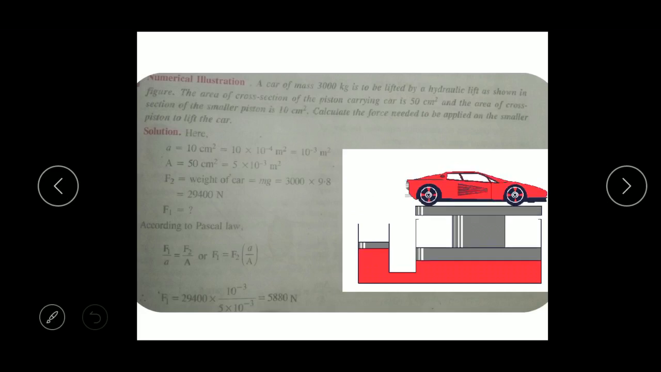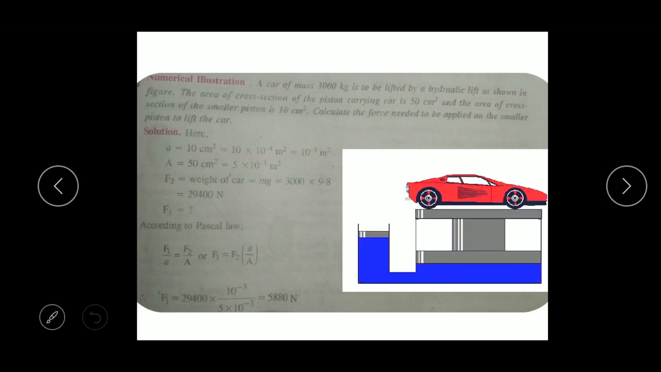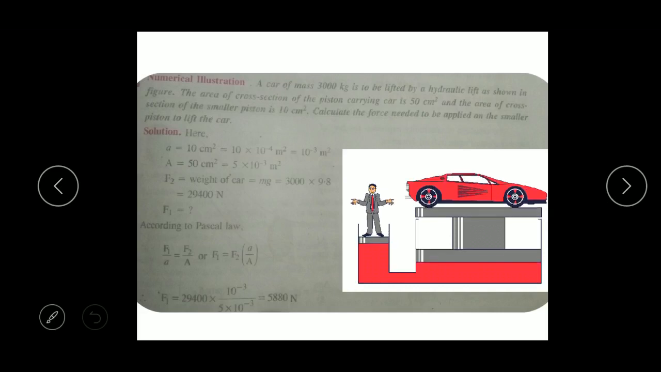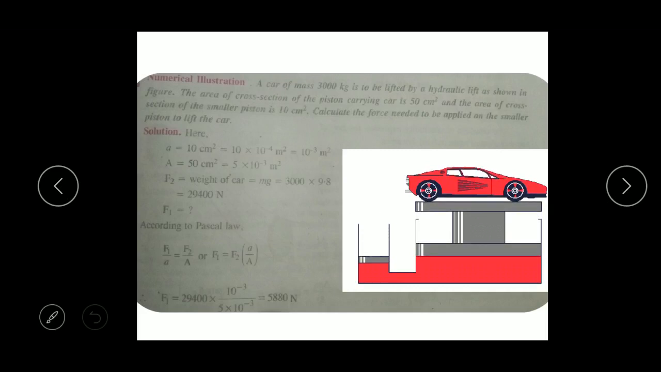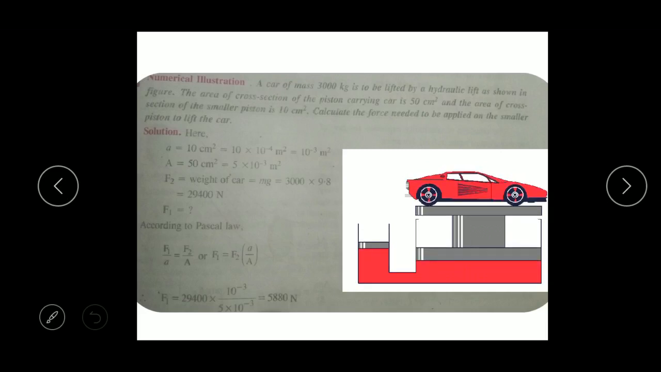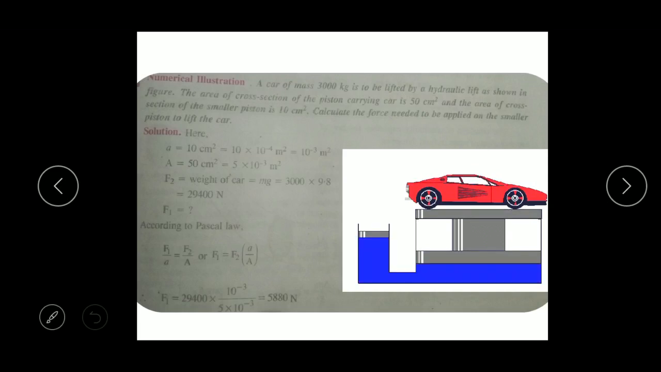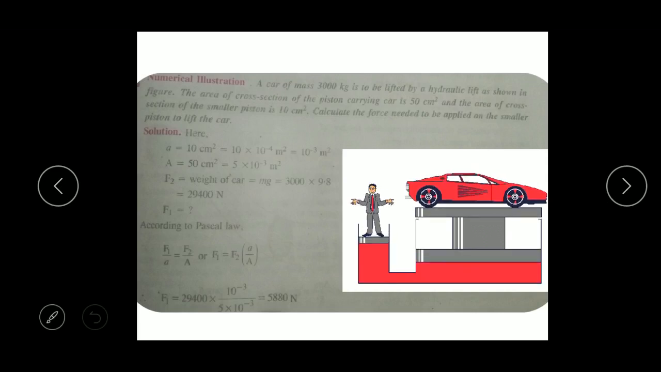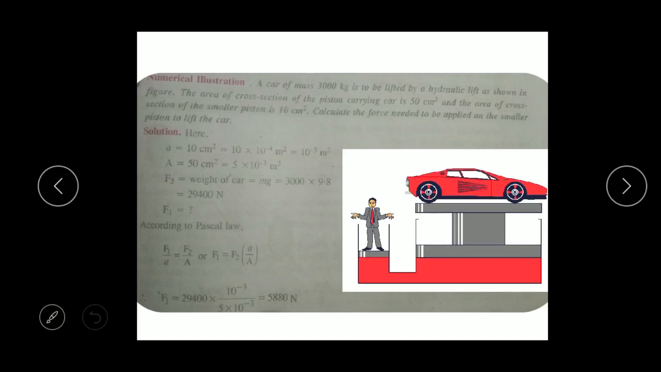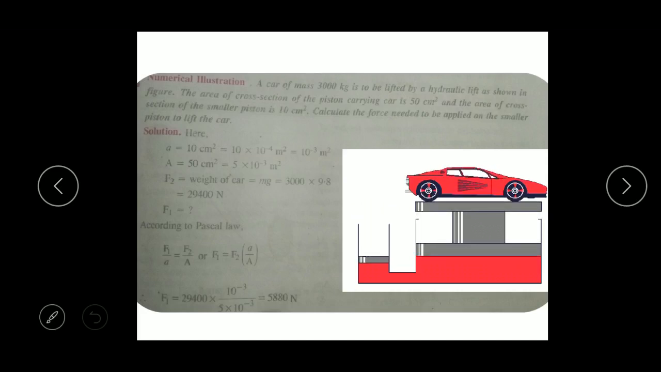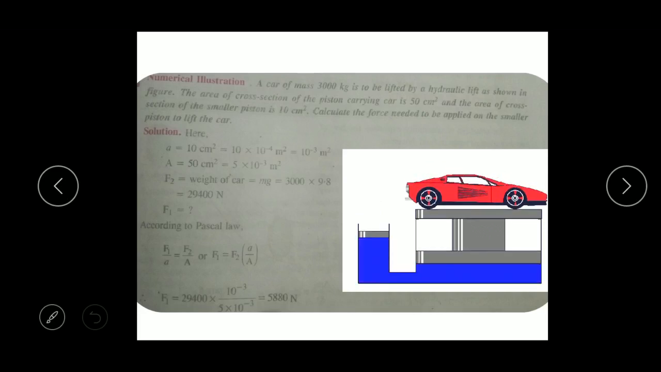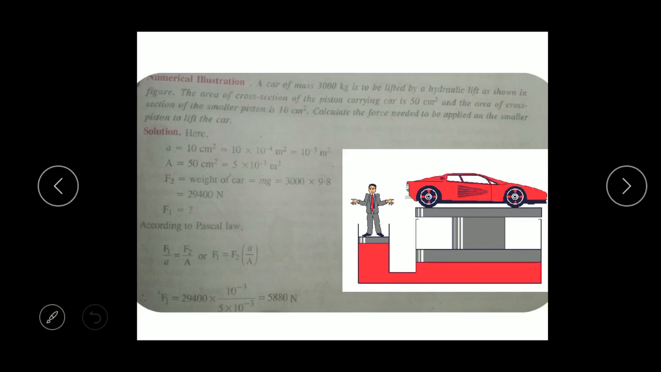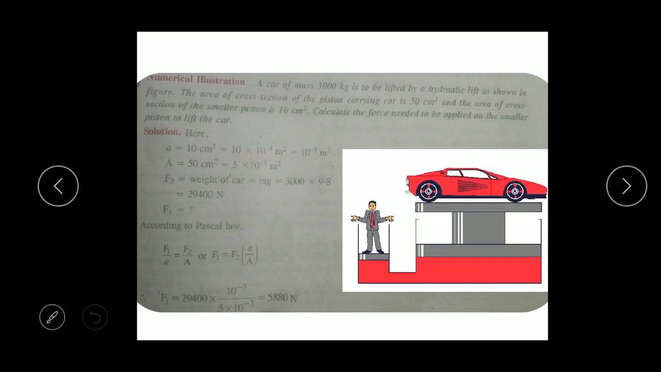By substituting the values here, F1 is equal to 29,400, the force at the second piston F2, and then small a is 10 to the power minus 3, and capital A, the area of the larger piston, is 5 into 10 to the power minus 3. So 10 to the power minus 3 gets cancelled in the numerator and denominator, and 29,400 divided by 5 is equal to 5,880 Newton. This force is needed to be applied on the smaller piston to lift the car.